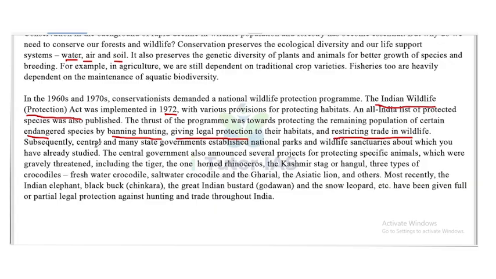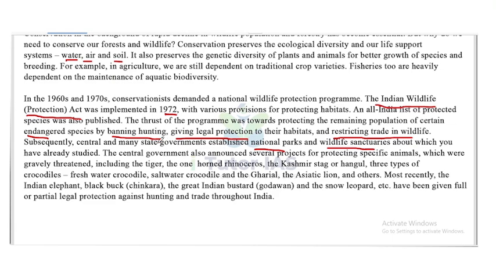Subsequently, central and many state governments established national parks and wildlife sanctuaries, about which you have already studied. Okay, so we know about the national parks and wildlife sanctuaries. We already studied about that. So that is the effect of the Wildlife Protection Act 1972.